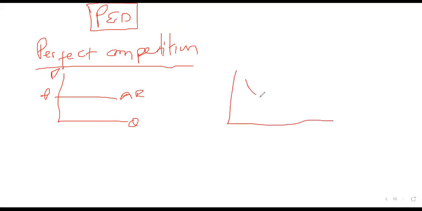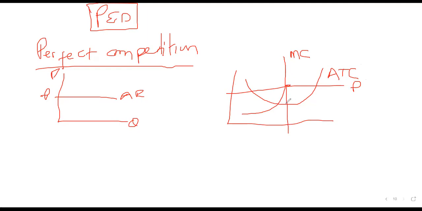Or in the long run, this is called our average total cost. Then what cuts in between here is the marginal cost. Then we have the price. So this is called the profit. Now, don't mind this, I'll teach it in its own topic.